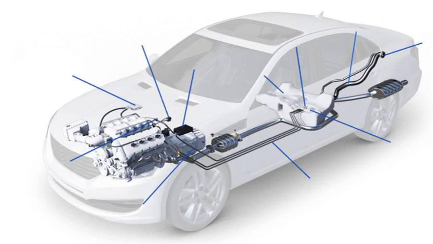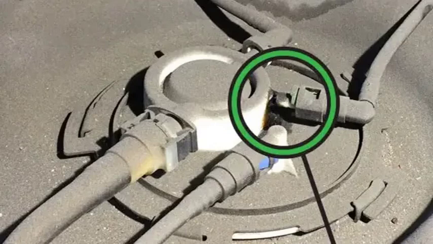Here are some steps to follow. Check the fuel tank pressure sensor. The fuel tank pressure sensor is located on the fuel tank and measures the pressure of the fuel vapors in the tank. If the sensor is faulty, it can send incorrect readings to the PCM, which can trigger the P0446 code. Inspect the EVAP vent valve. The EVAP vent valve is located on the charcoal canister and allows fresh air to enter the system. If the valve is stuck closed, it can prevent the system from venting properly, which can also trigger the P0446 code.